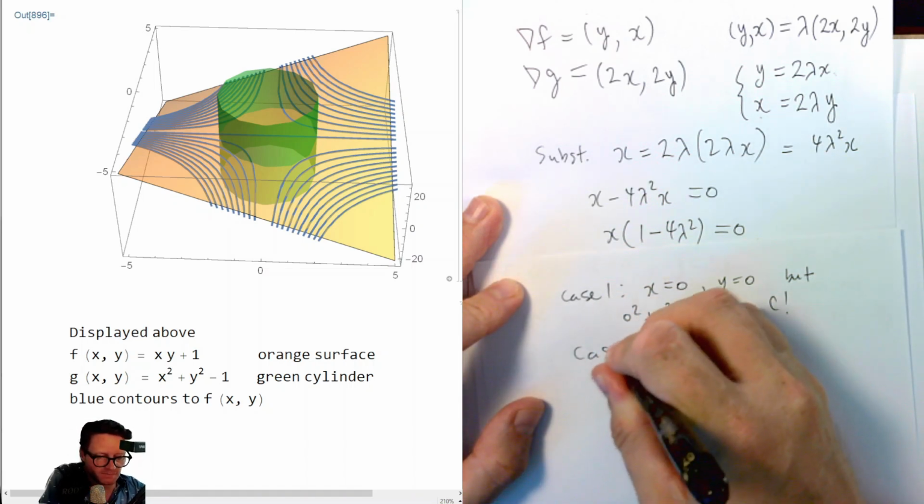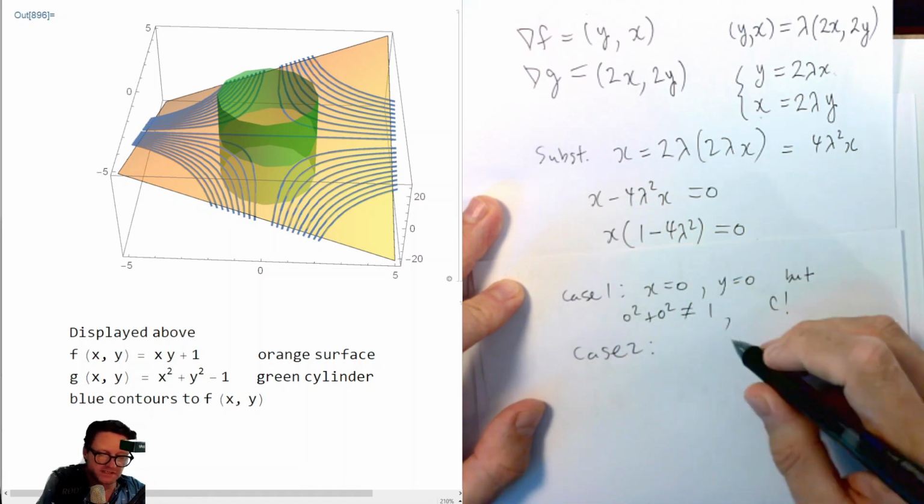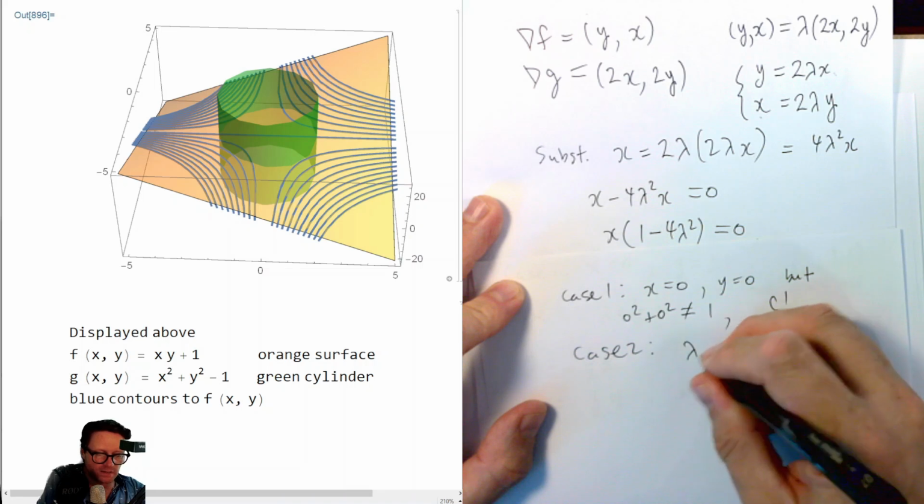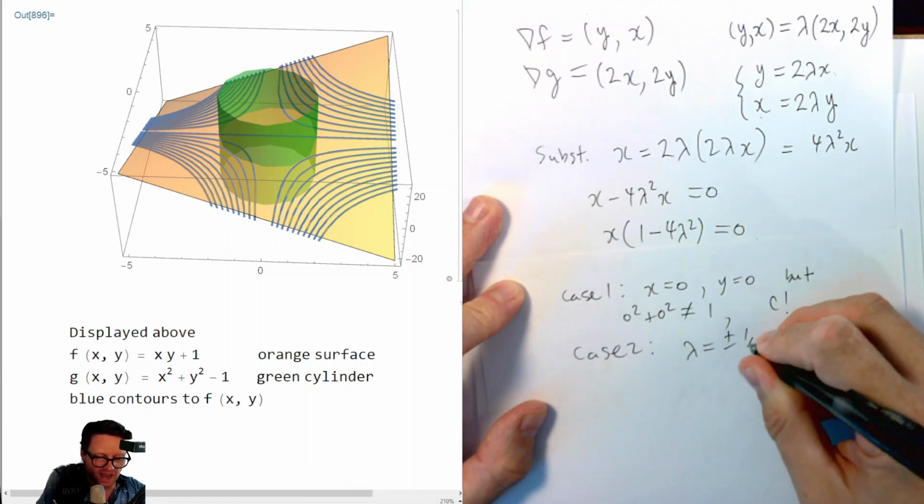Case 2 is that lambda squared is a quarter, and so lambda equals plus or minus a half.